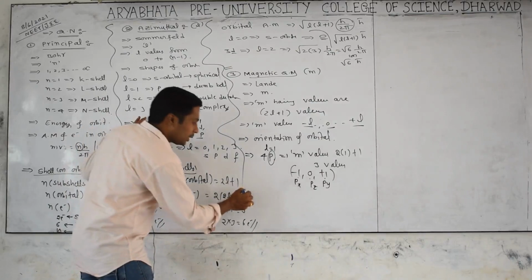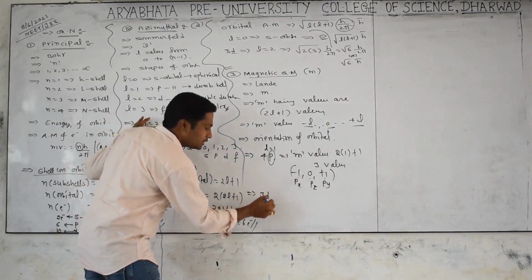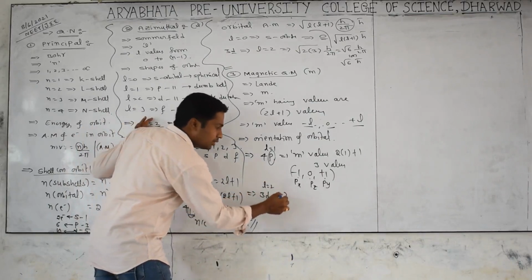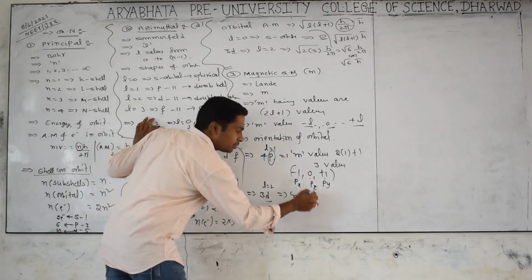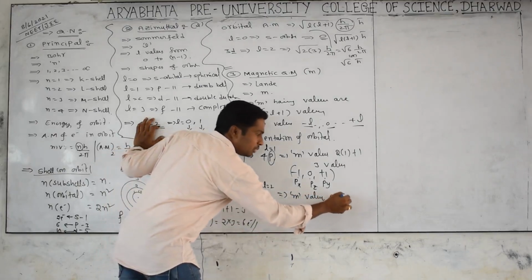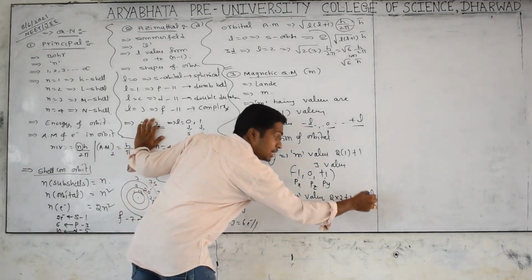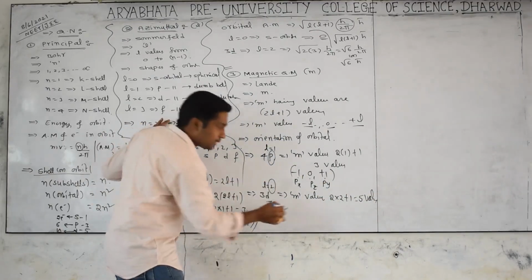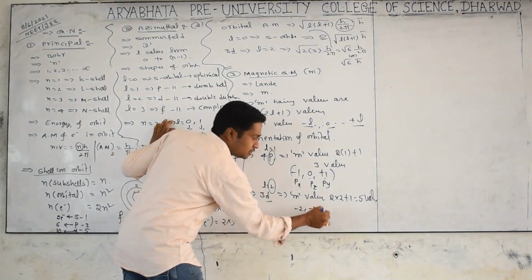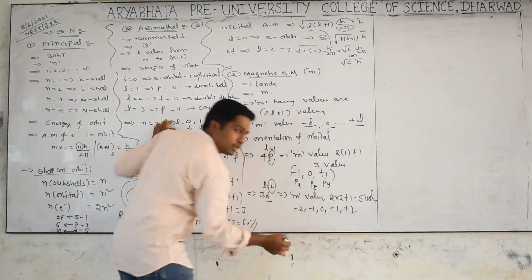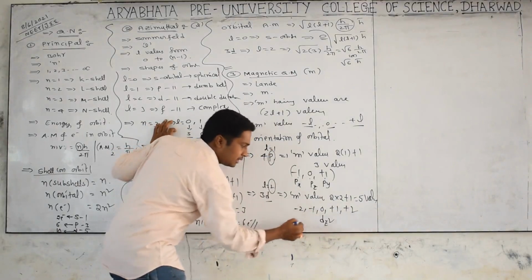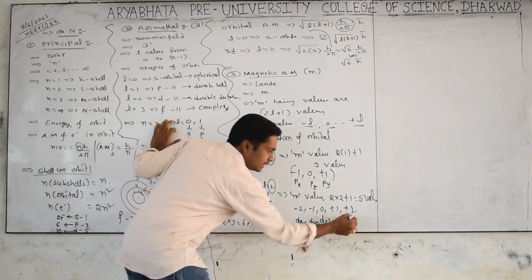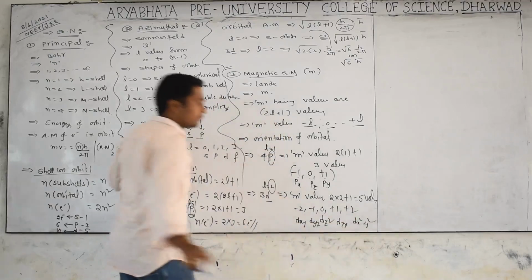For example, you have a 3d orbital. What are the possible m values? l equals how much? 2. Then m values are 2 into 2 plus 1, which gives 5 values. 5 values means from where to where? Minus l to plus l: minus 2, minus 1, 0, plus 1, plus 2. For example, this is dz square. The remaining we can give as dxy, dyz, dzx, dx square minus y square. Did you get it?